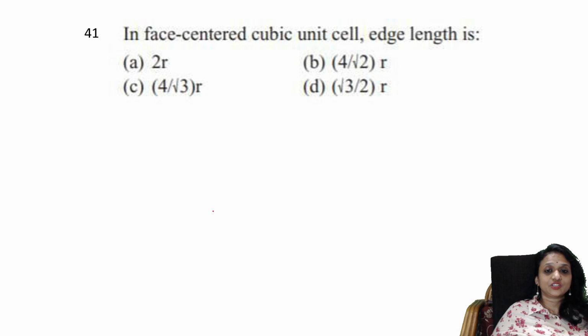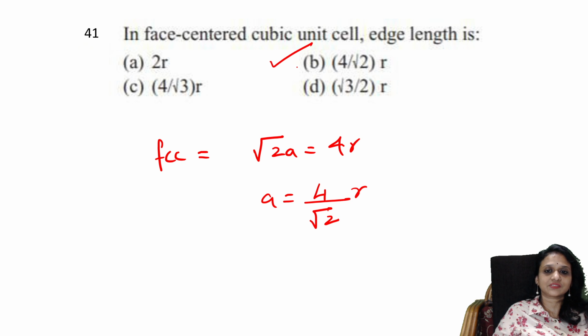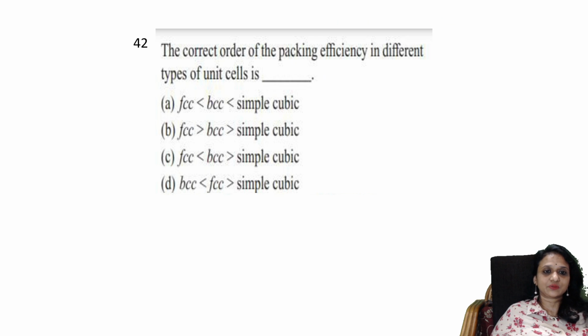In a face-centered cubic unit cell, the edge length is what? I have shown one table, no students. You remember? Initially, I have shown one table. So for FCC, what is the formula? Root 2 A is equal to 4R. Yes, correct. A is equal to 4R by root 2. So which is the second option? Easy? Alright. Let us go with the 42nd question.